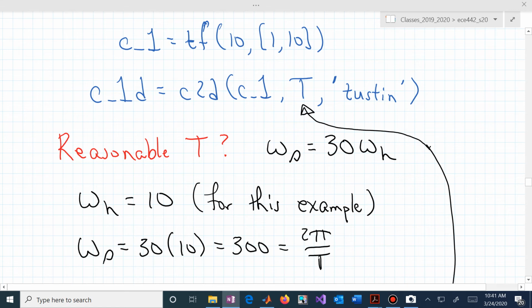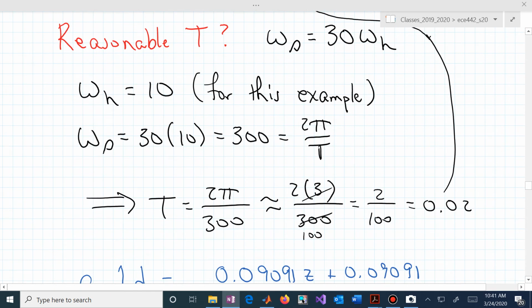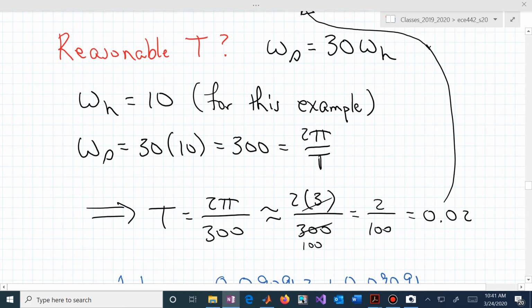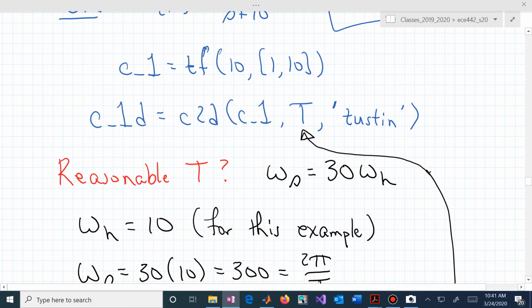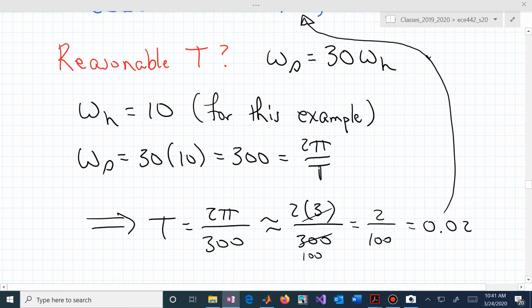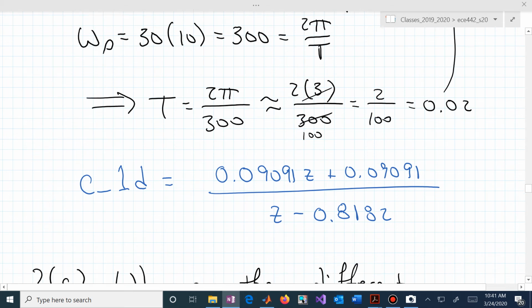That's 300, and we set that equal to omega sub s expressed as a function of capital T, which is 2 pi over T. We solve that for capital T, and we end up with 0.02 seconds. If we now put that in for T, 0.02, and we already have defined C underscore 1, the continuous time transfer function, and apply the method Tustin, MATLAB would produce this first order transfer function for the discrete equivalent of that low pass filter. Here it's a discrete time low pass filter with a sampling period of 0.02.